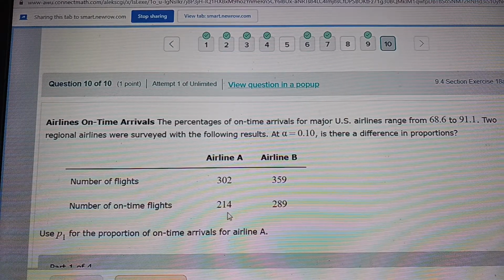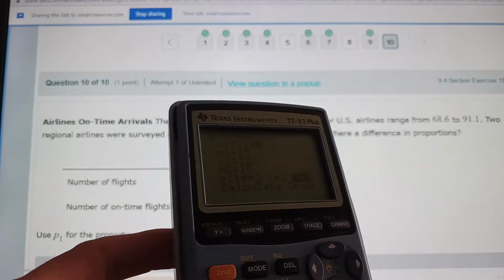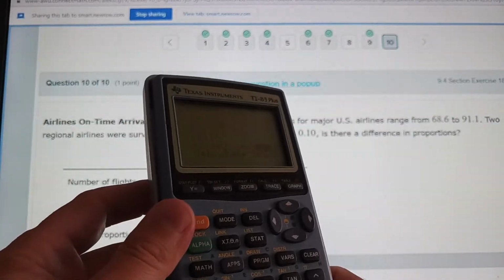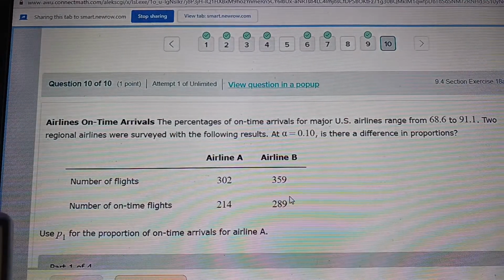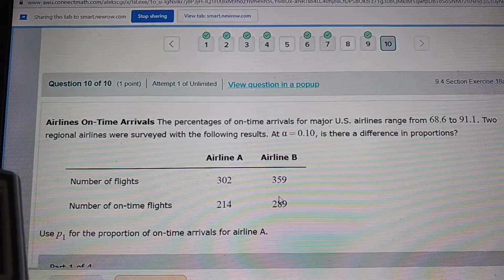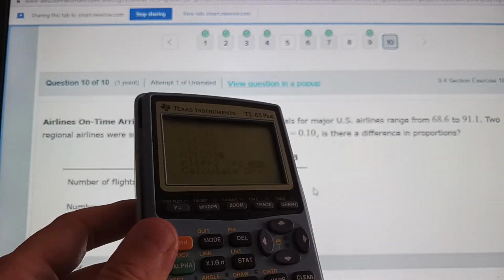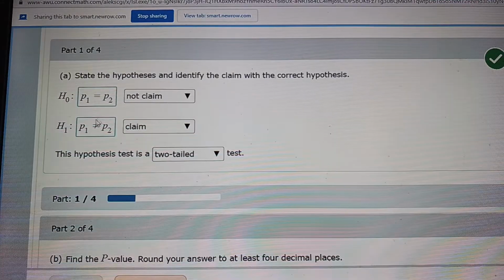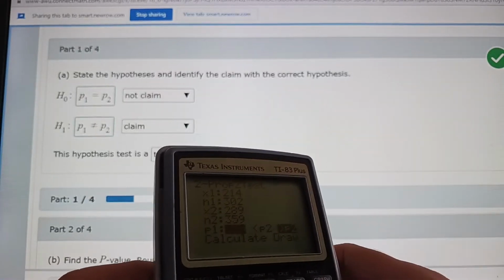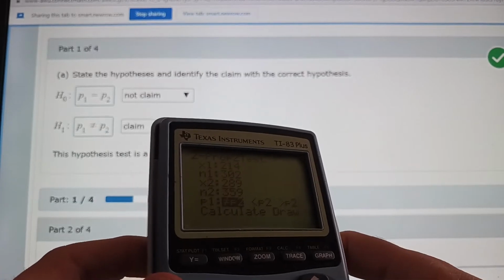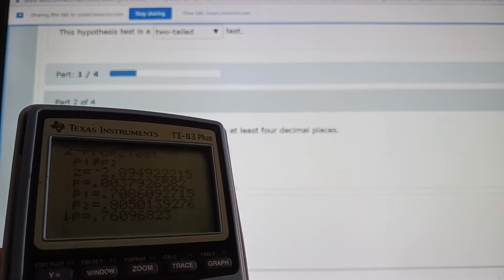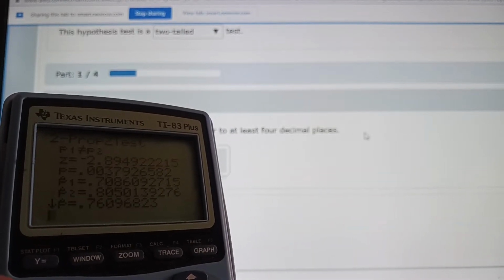x1 is the 214, the number of yeses to the first population. n1 is the first sample size, 302. x2 is the second number of yeses, 289. n2 is 359, the second sample size. And I had not equal to again in the alternative. So I got to go back to not equal to because I'm currently on greater than. And then select it and press calculate. So I did get a low p-value, but it's not scientific notation at least.